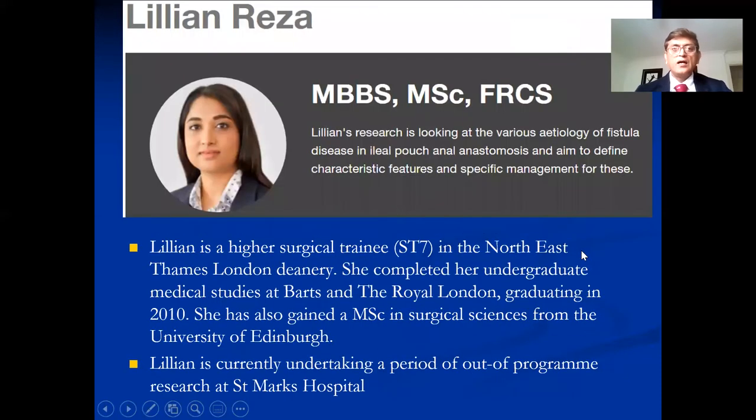And finally, I have Lillian Reza. She used to be my registrar. Now she's a nearly qualified consultant surgeon. She's an ST7, a higher surgical trainee in the North East Thames London Deanery. She completed her undergraduate studies at Barts and the Royal London and gained her master's degree in surgical science from the University of Edinburgh. Lillian is currently undertaking a period of out-of-program research towards the end of her training at St. Mark's Hospital.